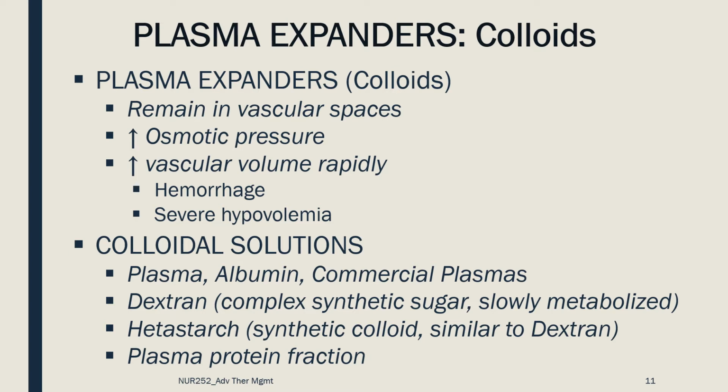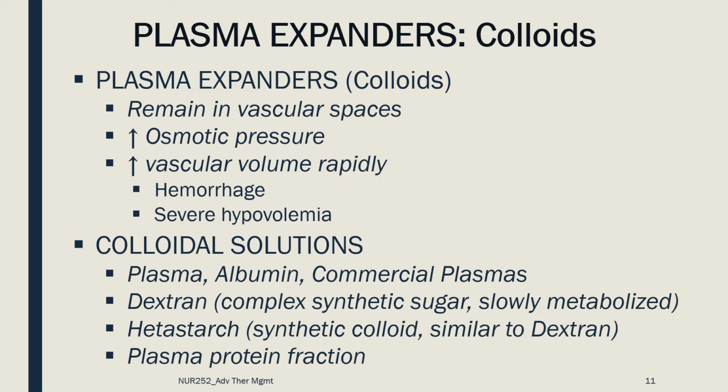Number 1, plasma or human albumin. Monitor for circulatory overload. They're more expensive than other colloids. Number 2 is dextran. Dextran increases the potential for bleeding because it may cause a reduction in platelet adhesion and a dilution of clotting factors. Allergic reactions and acute renal failure are also potential complications.